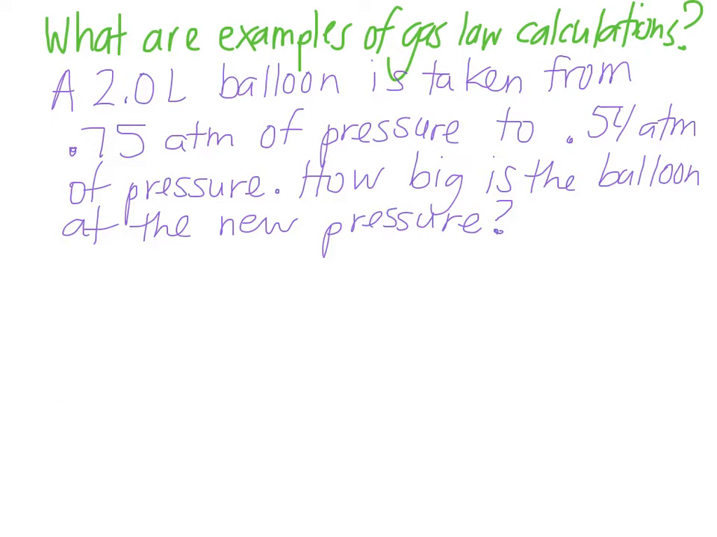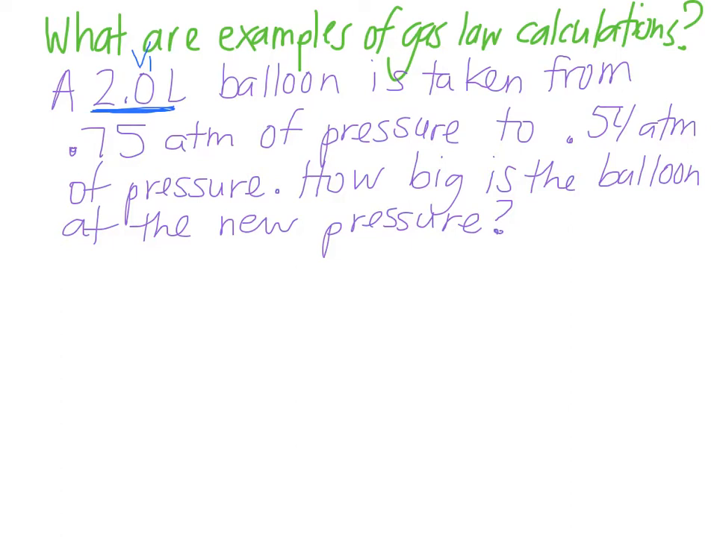Again, first thing you need to do is read the problem and then identify your variables. It says that a balloon is 2 liters large, and so that is your volume. In these problems, they're always going to give you an initial state. Those are going to be the 1s. And then it's going to give you how it changed, the final state, which are going to be the 2s.